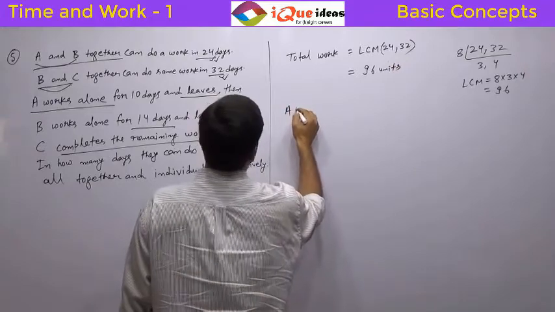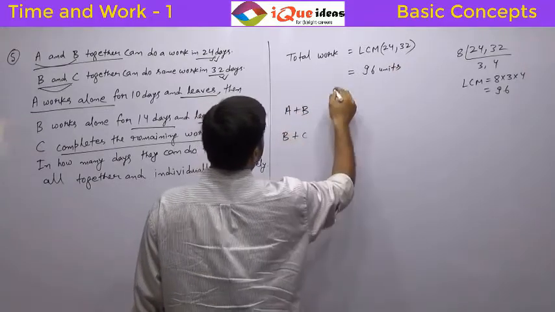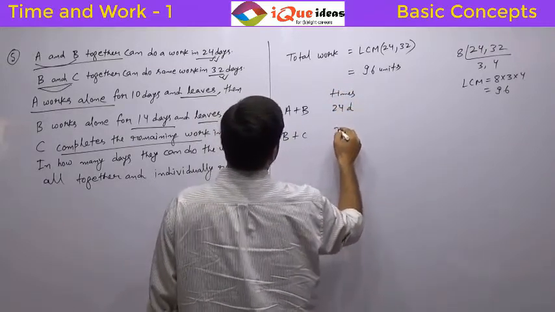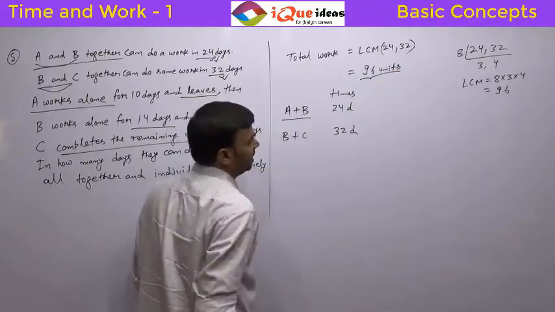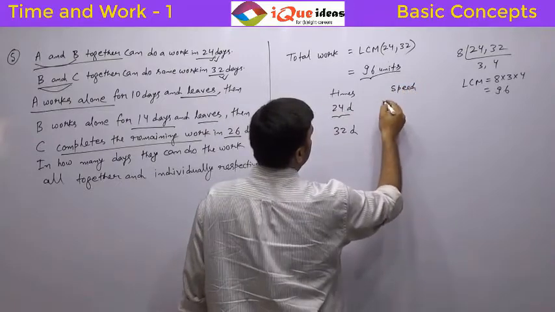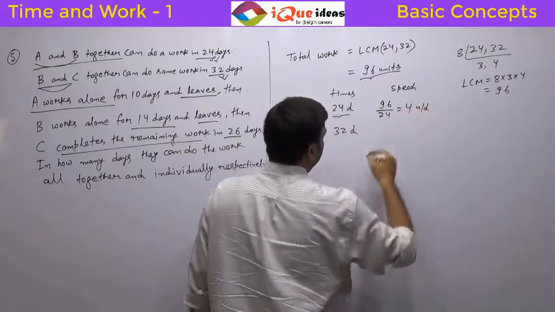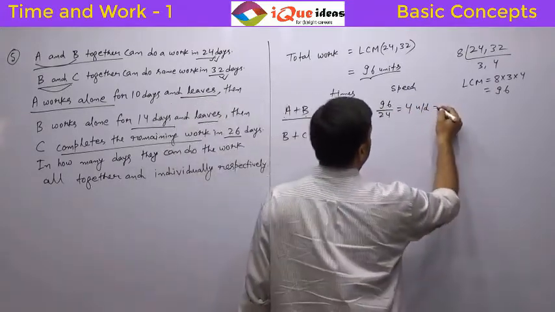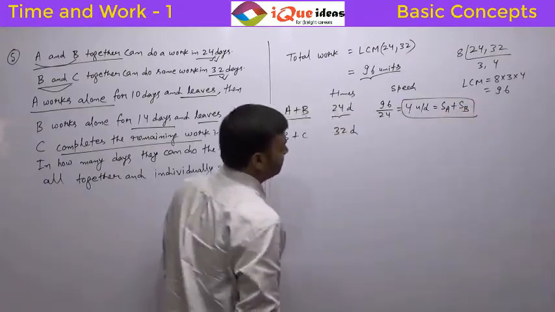So if I say A and B together and B and C together, their times are given, that is 24 days and 32 days. Now A and B can do the whole work, which is 96 units, in 24 days. So we can calculate the speeds. Speed will be 96 by 24, which is 4 units per day. What is this 4 unit? It is the combined speed of A and B together. That means it is equal to speed of A plus speed of B. Look at this very carefully.